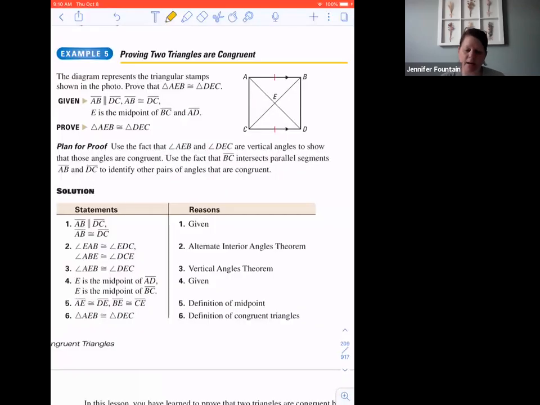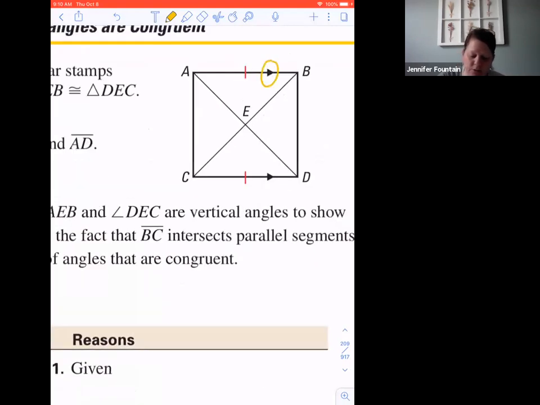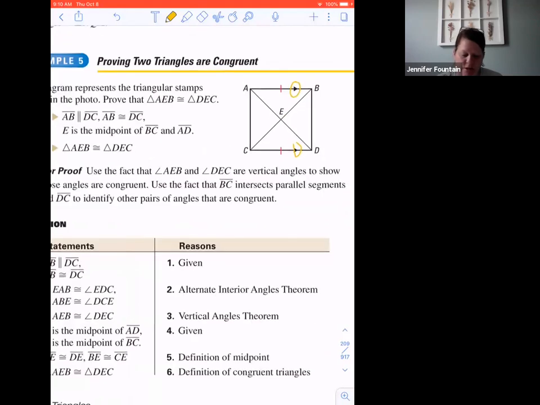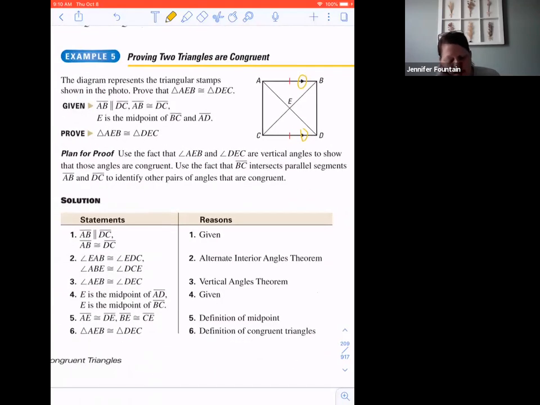Okay, so we have a diagram, and we can see the corresponding sides, and we can see our little arrows right there. That means that those 2 sides are parallel. So we can see our measurements there. So it says given, side AB is parallel to side DC, and so AB is congruent to DC. E is the midpoint of BC and AD. Okay, so I can see that that is the midpoint there.